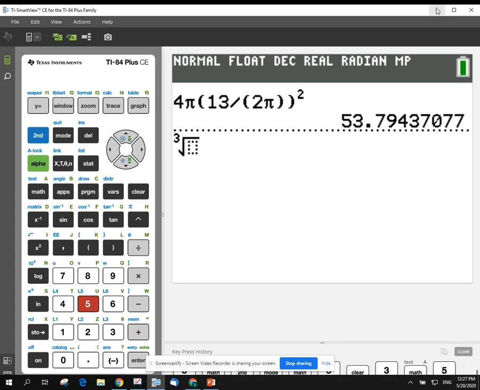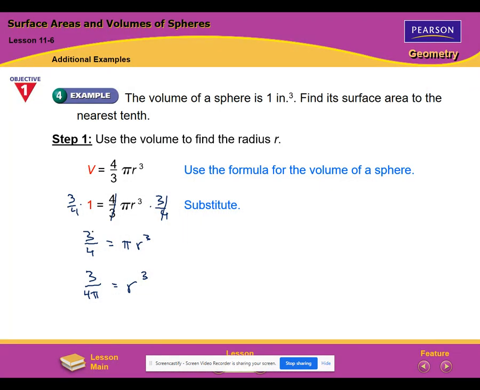Okay, now the best thing to do would be to try this problem along with me and make sure you get what I get, or what the software here gets. So literally what we're doing is we're taking the cube root of both sides here to get r by itself. So r is the cube root of 3/4 pi. Okay, now I'll leave it up to you.